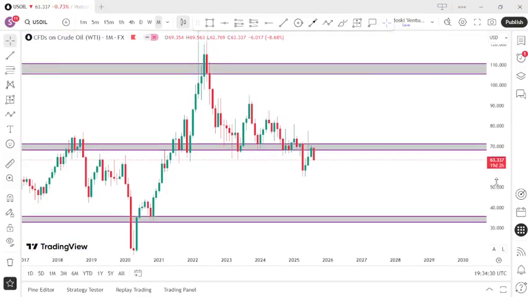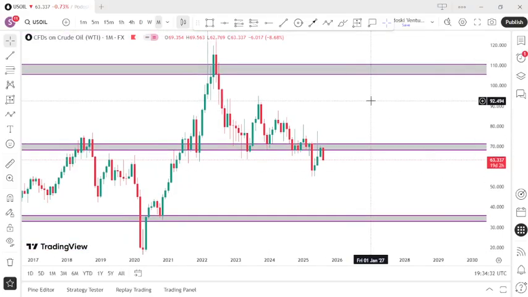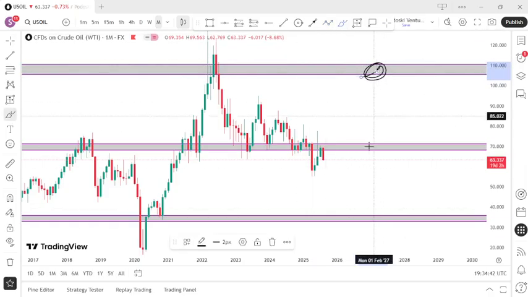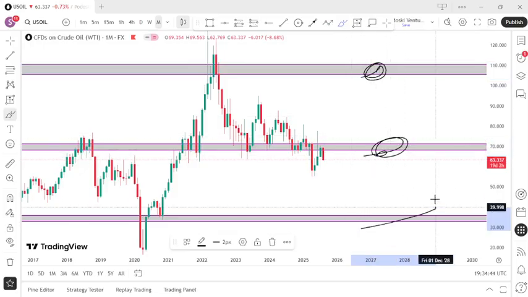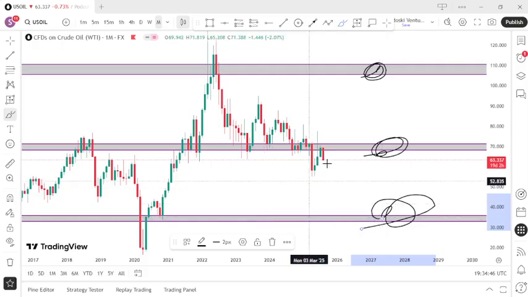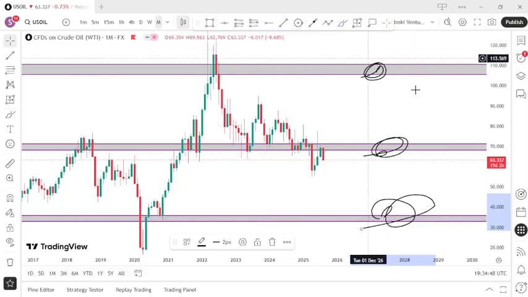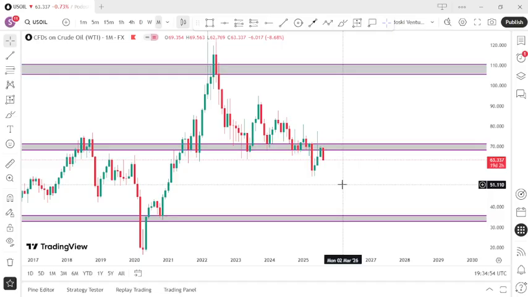So we are starting from the monthly time frame on US oil. On the monthly time frame, I have my monthly upper zone here, midway zone here, and my monthly lower zone here. So from the monthly time frame, we know that US oil is in a bearish market.